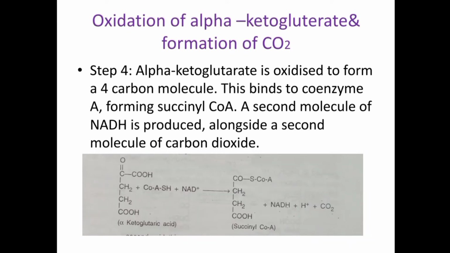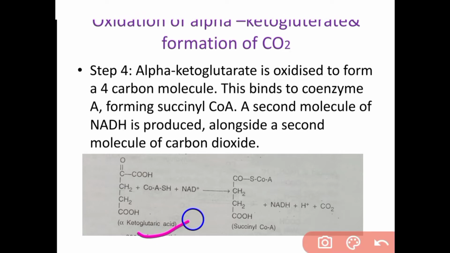Then step 4, oxidation of alpha ketoglutarate and formation of carbon dioxide. Alpha ketoglutarate, that means alpha ketoglutaric acid, which is a 4 carbon molecule, binds to coenzyme A, forming succinyl CoA. A second molecule of NADH is produced alongside a second molecule of carbon dioxide.